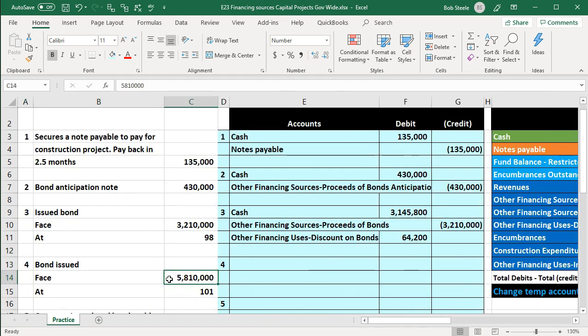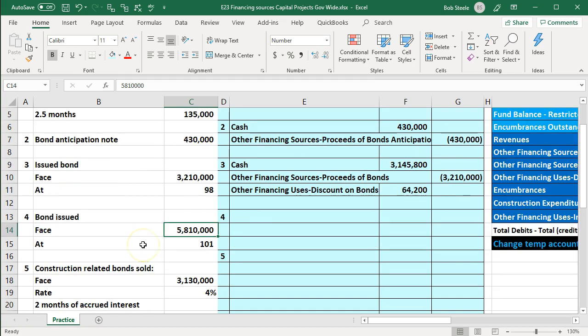We are now on number 4. Number 4 says a bond was issued again. And so we're issuing another bond. A lot of financing going on here. We're going to get more money. But this time we're going to issue it at a premium, so we can compare and contrast the discount to the premium. We're going to compare and contrast it to the prior bond we had. However, this time we're issuing it at a premium, 101% of the face amount.